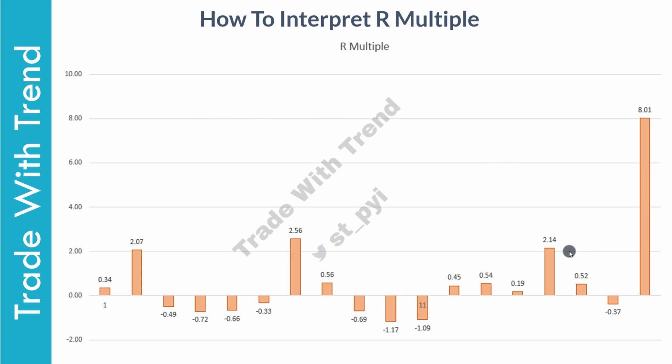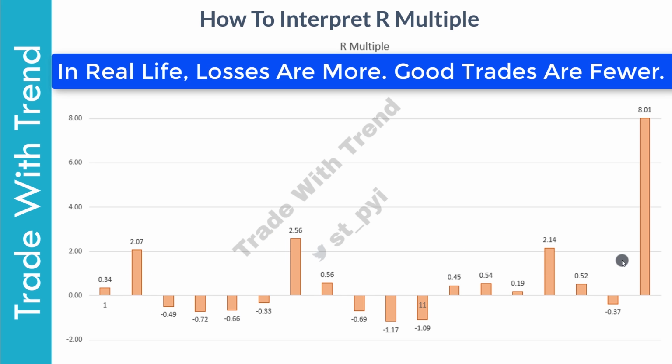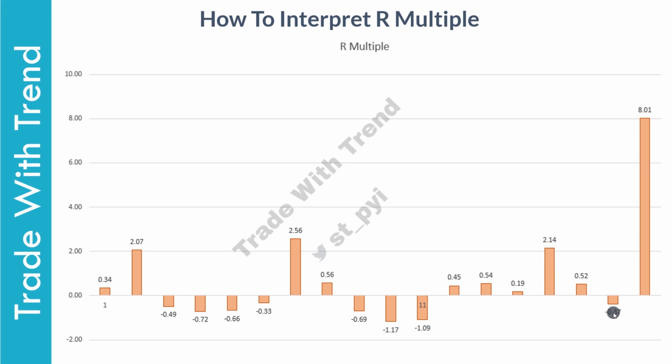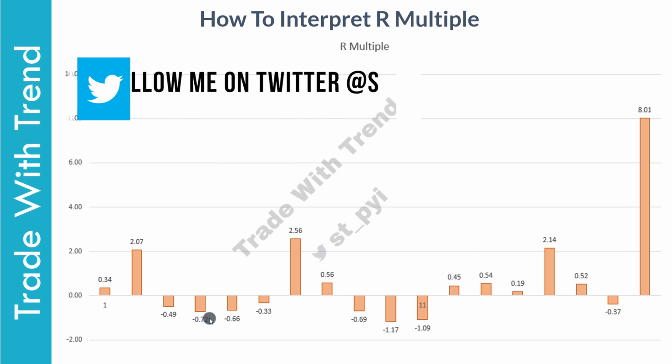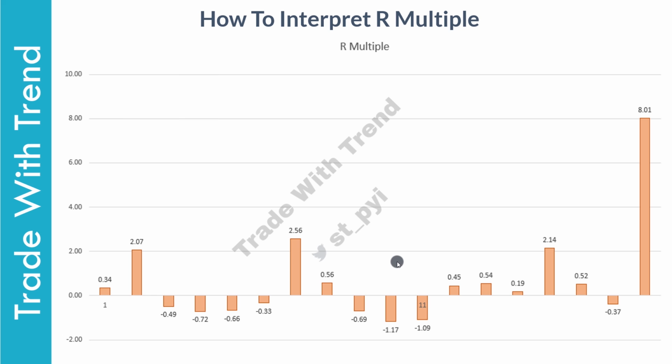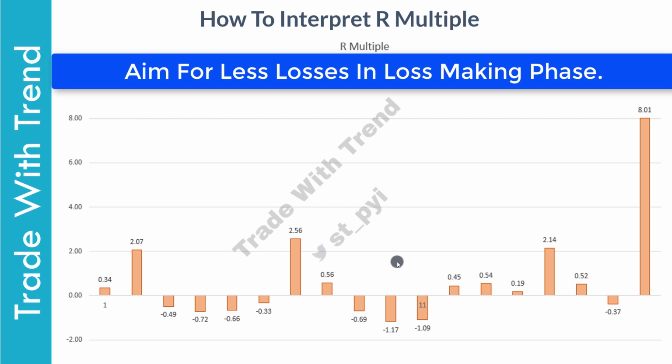So I have plotted the data for you to understand how R multiple data looks like in real life trading. Now, out of all these 20 trades that I've shown, look at how many times one loses in the market. You need to ensure that you don't lose too much money during these phases. This is absolutely crucial. Most beginners in the market lose more in loss-making trades and make less profits in profitable trades. Therefore, you need to ensure this does not happen with you.